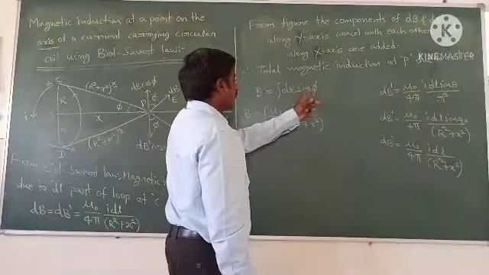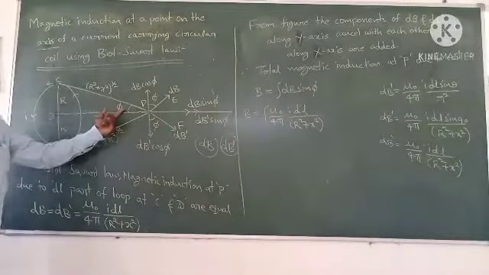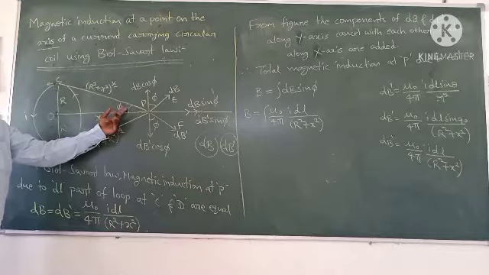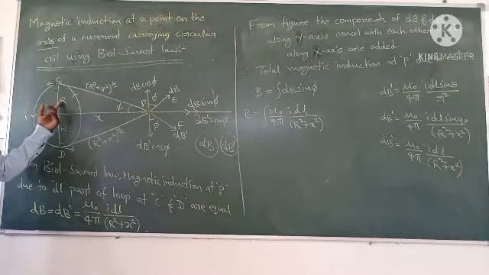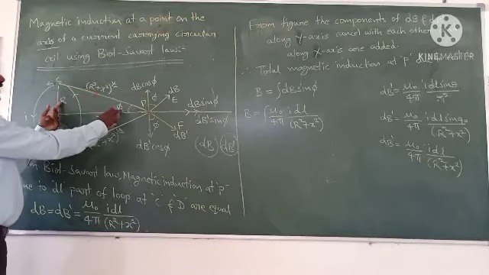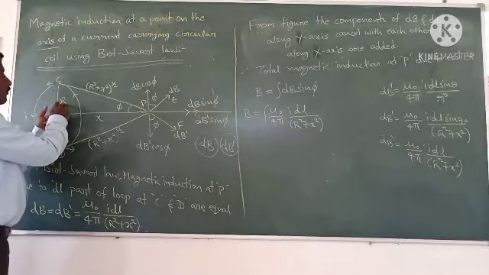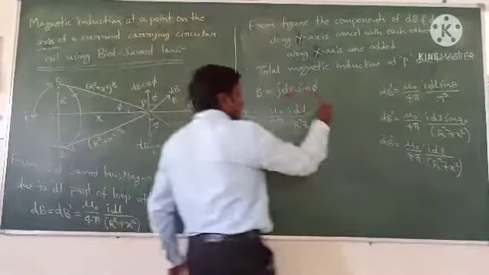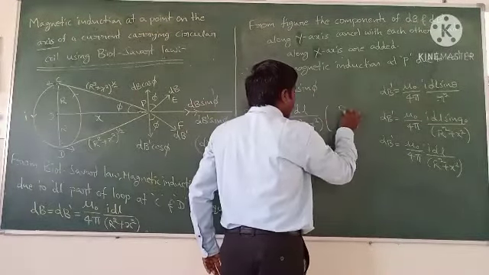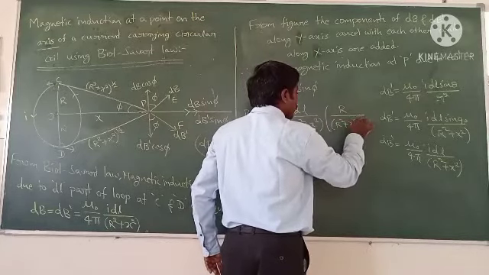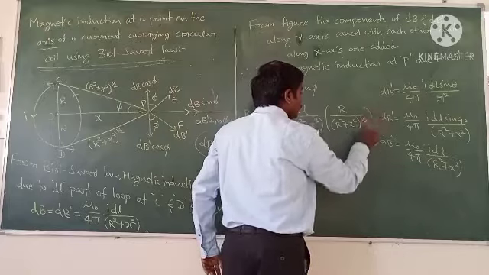Sin phi. How can you calculate sin phi? Here phi is the angle here. So how can you calculate sin phi from trigonometry? Opposite side by hypotenuse. So what is the opposite side here? r. What is the hypotenuse? Root r square plus x square. Then sin phi equals r by root r square plus x square. So therefore, sin phi equals r by r square plus x square whole power 1 by 2.